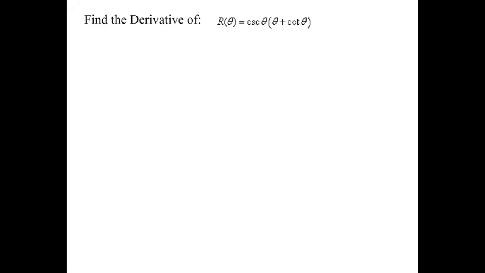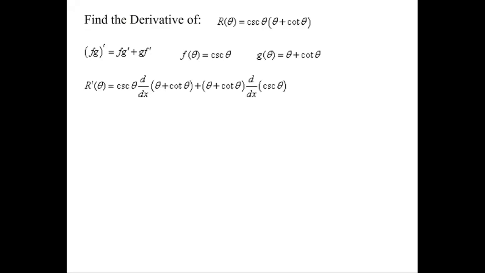Find the derivative of r of theta equals cosecant of theta times the quantity of theta plus cotangent of theta. We have a product of functions, so this is a perfect candidate for the product rule. I'm going to let f of theta be equal to cosecant of theta and g of theta be equal to theta plus cotangent of theta. Applying the product rule, we have that the derivative of r of theta is going to be equal to cosecant of theta times the derivative of theta plus cotangent of theta, plus the quantity of theta plus cotangent of theta times the derivative of cosecant of theta.